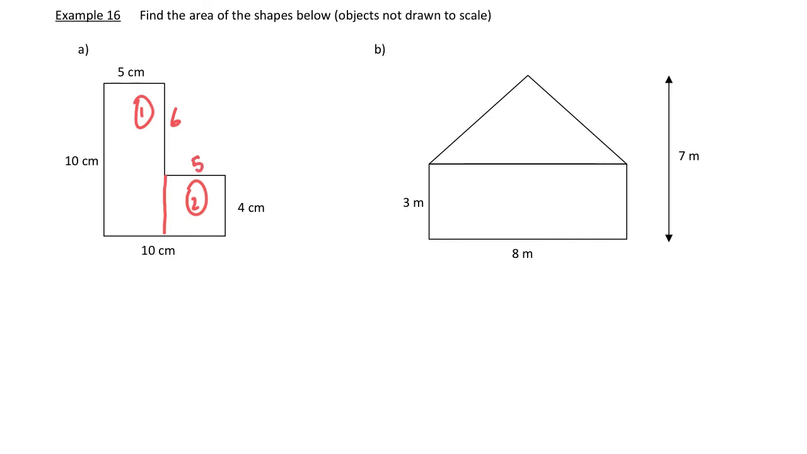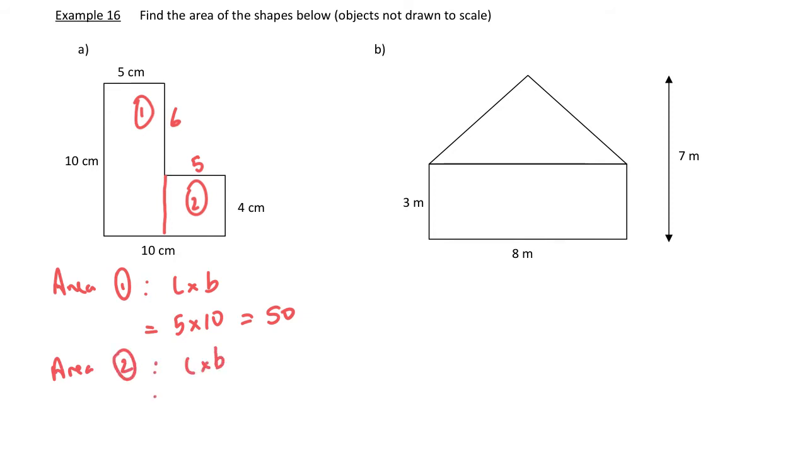So if we look at the area of 1, that's going to be length times base, which is 5 times 10, which is 50. Area 2, again, is a rectangle, so it's length times base. So 5 times 4, which is 20. The total area then is going to be 70 squared centimetres.